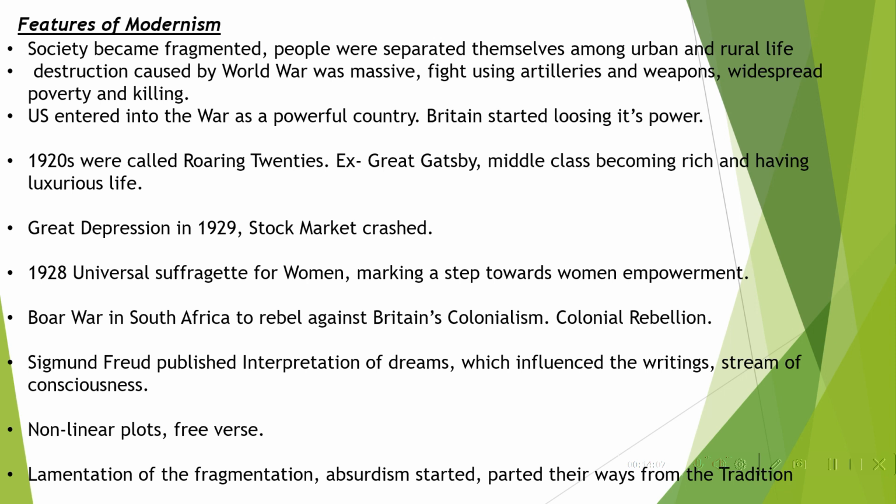Absurdism we generally study as a part of postmodernism, but it had its beginning in the modern era, and it talked about the absurdity of life. It talked about the absurdity of human nature. And as I told you, society was fragmented, they were lamenting over it, and that made them so confused about their own tradition that they forgot it completely. They started to idealize this modern self, to accept the modern life they were facing and living in. So I hope the features of modernism are clear to you.